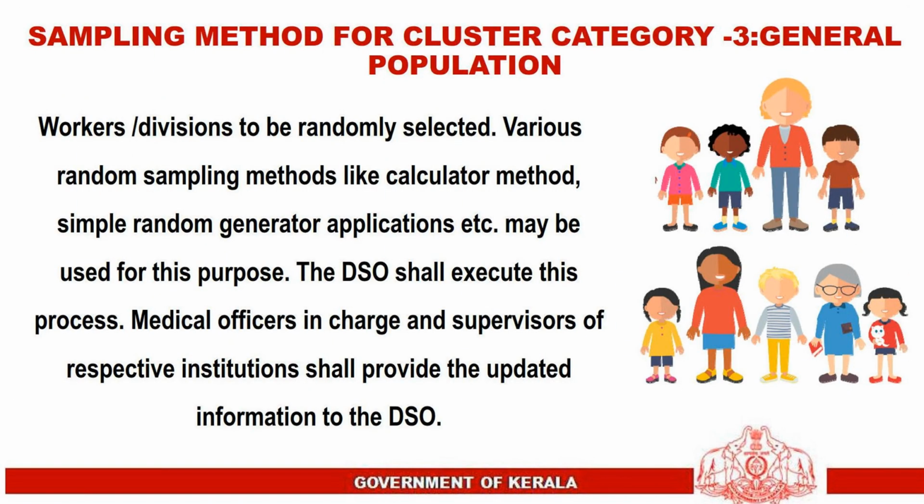Sampling method for cluster category 3, general population. Wards or divisions to be randomly selected. Various random sampling methods like the calculator method, simple random generator applications etc. may be used for this purpose. The DSO shall execute this process. Medical officers in charge and supervisors of respective institutions shall provide the updated information to the DSO.